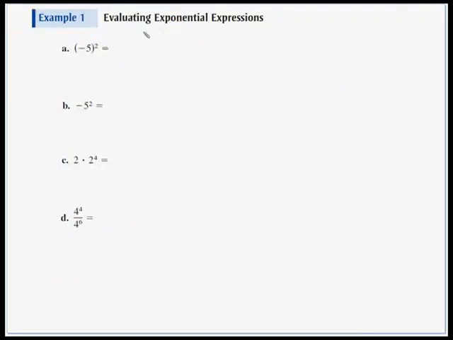So here in example 1, we're going to evaluate some exponential expressions. Watch a and b, look at the difference between them. The only thing that's missing here, in a we have a set of parentheses around the negative 5. Here there are no parentheses. That is a huge difference.